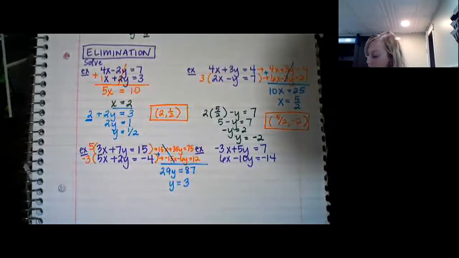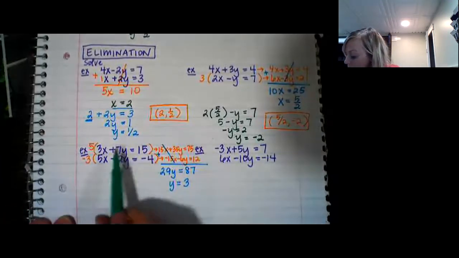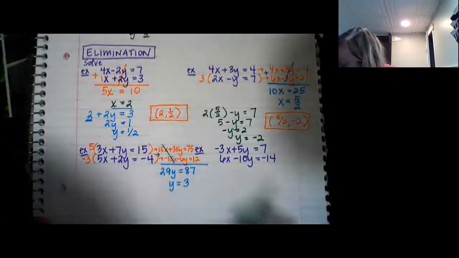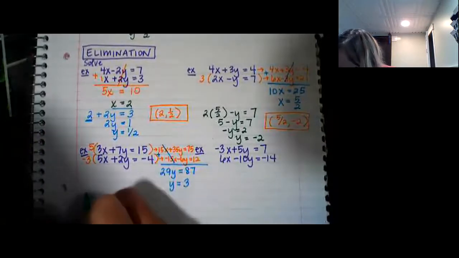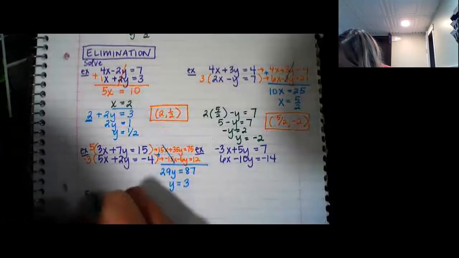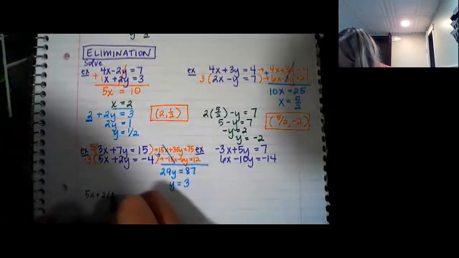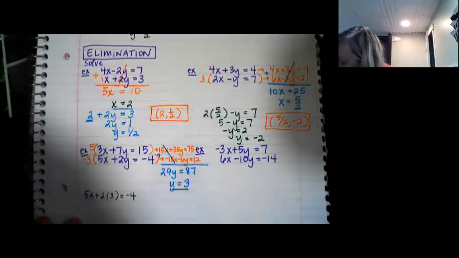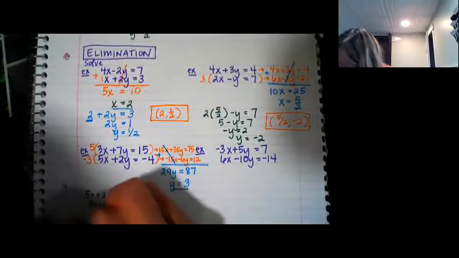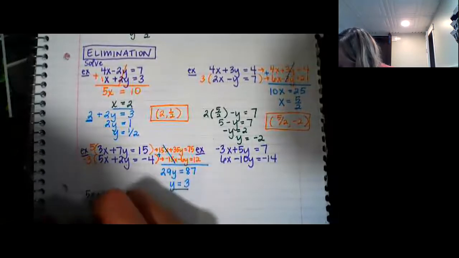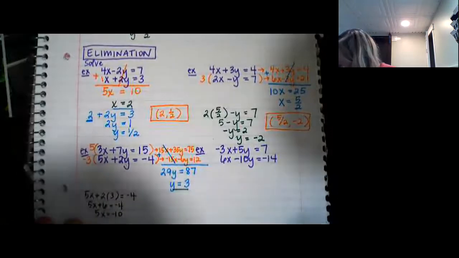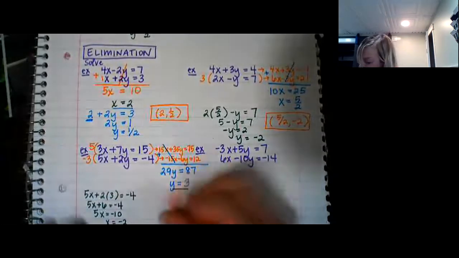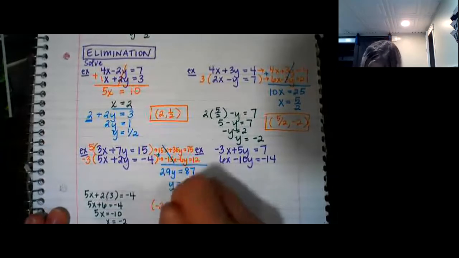So now from here, again, I need to figure out what x is. So come back to one of your equations. I'm going to go with this bottom one, which is just always looking more simple to me, but really you can choose any equation you like. So I have 5x plus 2 times 3 equals negative 4, and that 3 came from what I just found y to be. So now I have 5x plus 6 equals negative 4, 5x equals negative 10 when I subtract 6, and x equals negative 2. Again, make sure that you write that as an ordered pair, so it's (-2, 3).